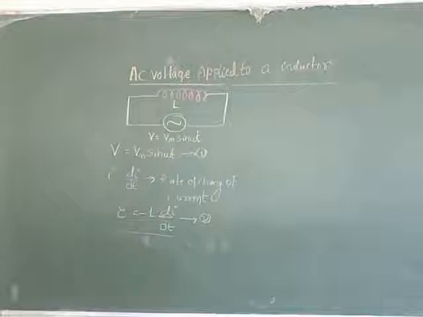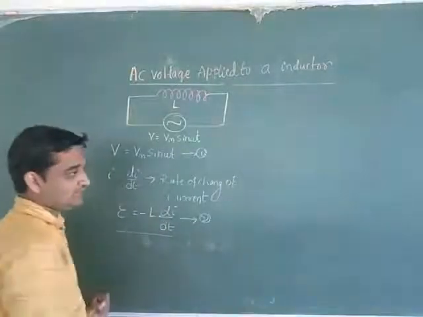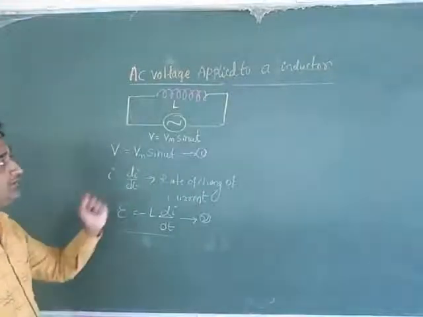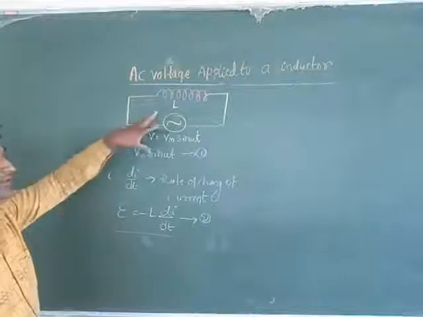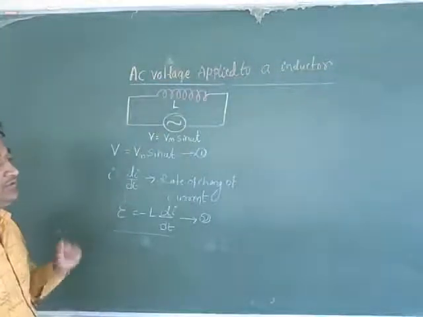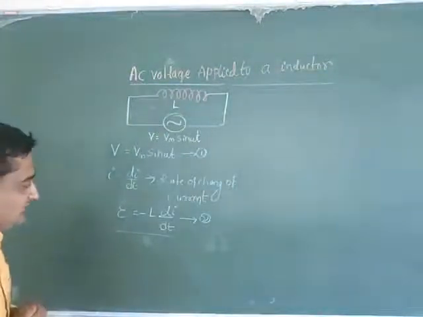Now again applying the KVL rule, that is Kirchhoff's voltage rule, to this circuit, right? There is no resistor connected in the circuit, only the inductor. So what can we write?